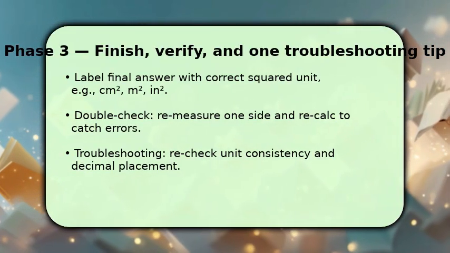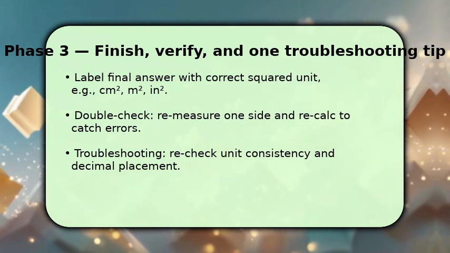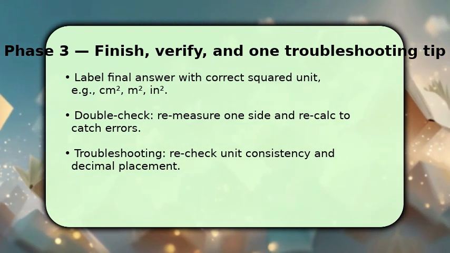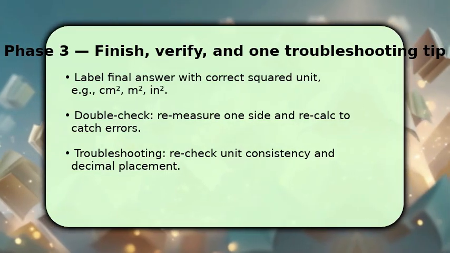You should remeasure at least one side, then recompute to verify the number. Small measurement slips are common. If results differ, compare units and decimal placement first, because inconsistent units or a mistyped decimal explain most mistakes.